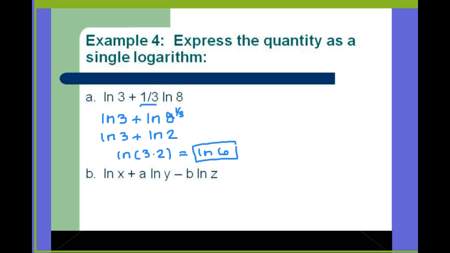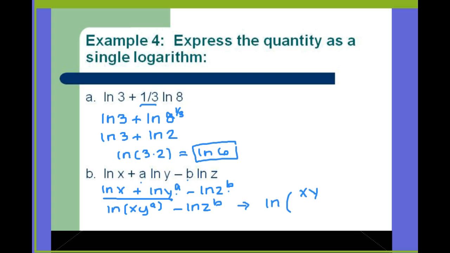That's different from example B, where you have the natural log of x plus the natural log of y to the a minus the natural log of z to the b. So we brought the coefficients out in front in as powers. We're going to change addition to multiplication, and then we're going to change subtraction to division. So we get the natural log of xy to the a all over z to the b.